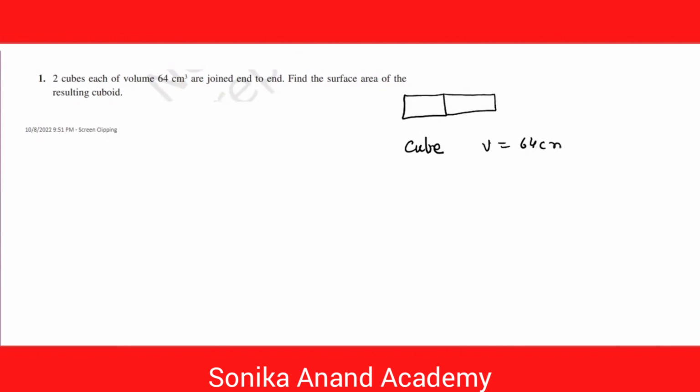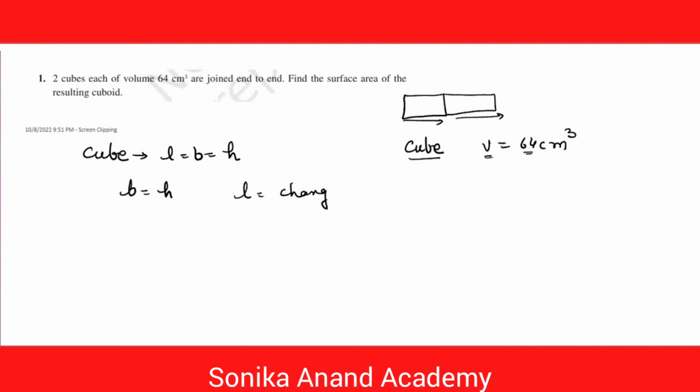64 centimeter cube. Find the surface area of the resulting cuboid. So when two cubes are joined, in a cube, length is equal to breadth is equal to height. Breadth and height remain the same, but length changes. Why? Because this is one cube and this is another cube, so it gets doubled. Now firstly, it is given that the volume of the cube is 64 centimeter cube.